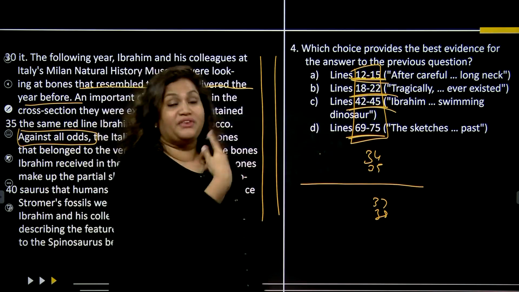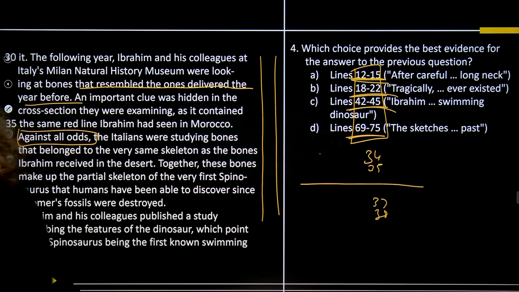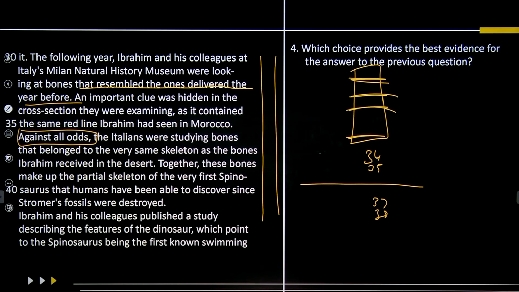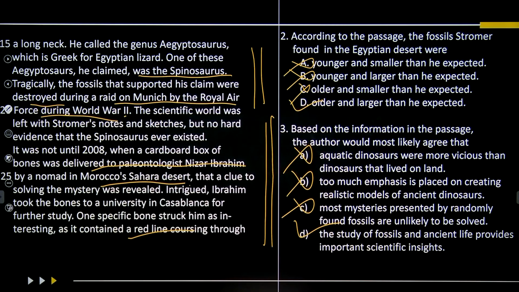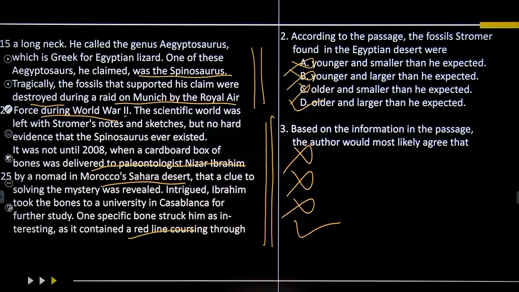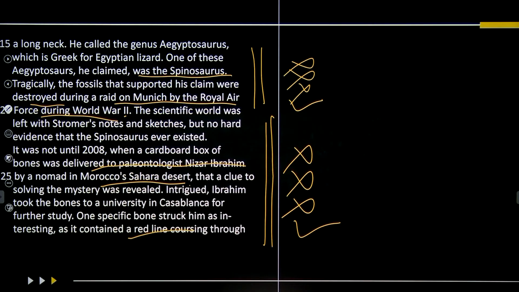Okay, for number 3, the answer is D, and for 4, let's see, we are talking about the line numbers, so we have to understand what it is. So let's go to the line numbers 12 and 15. We have to go to the first page, 12 and 15. We are talking about the author would most likely agree to, it was 12 and 15.